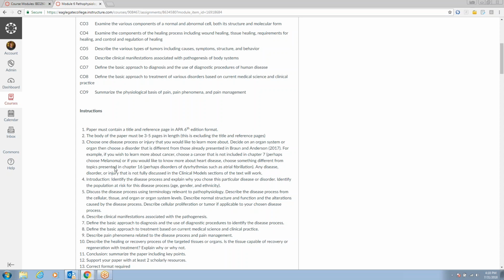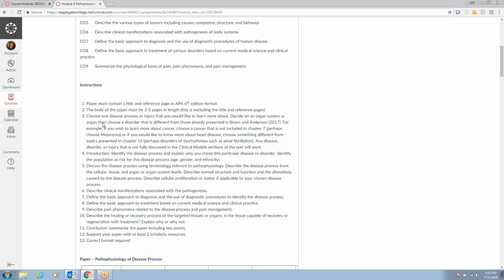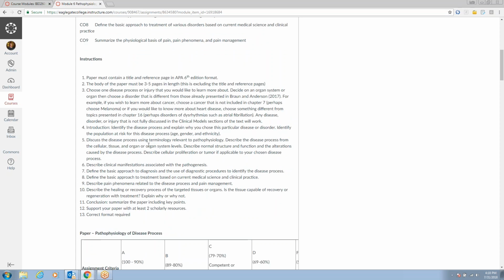The body has to be 3 to 5. So here we are again. We've chosen a disease process that you want to learn more about. It can't be a clinical model, and it can't be diabetes because that's the whole last chapter. And so we know that, and you've picked out something. I've chosen appendicitis. So I'm ready to write. I have gone out and found lots of information on appendicitis, and I'm ready to go.